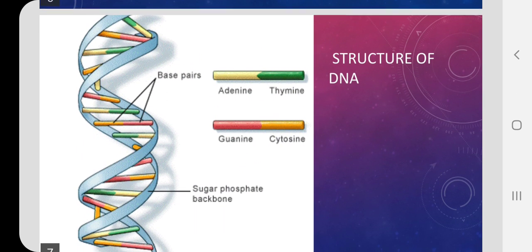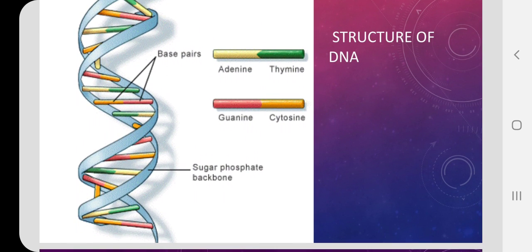So let us just go through the structure of the DNA. It is a double helical structure, you can see, and the strands run anti-parallel to each other, having a sugar phosphate backbone, with the base pairs toward the inside, and purine always pairs with pyrimidine.